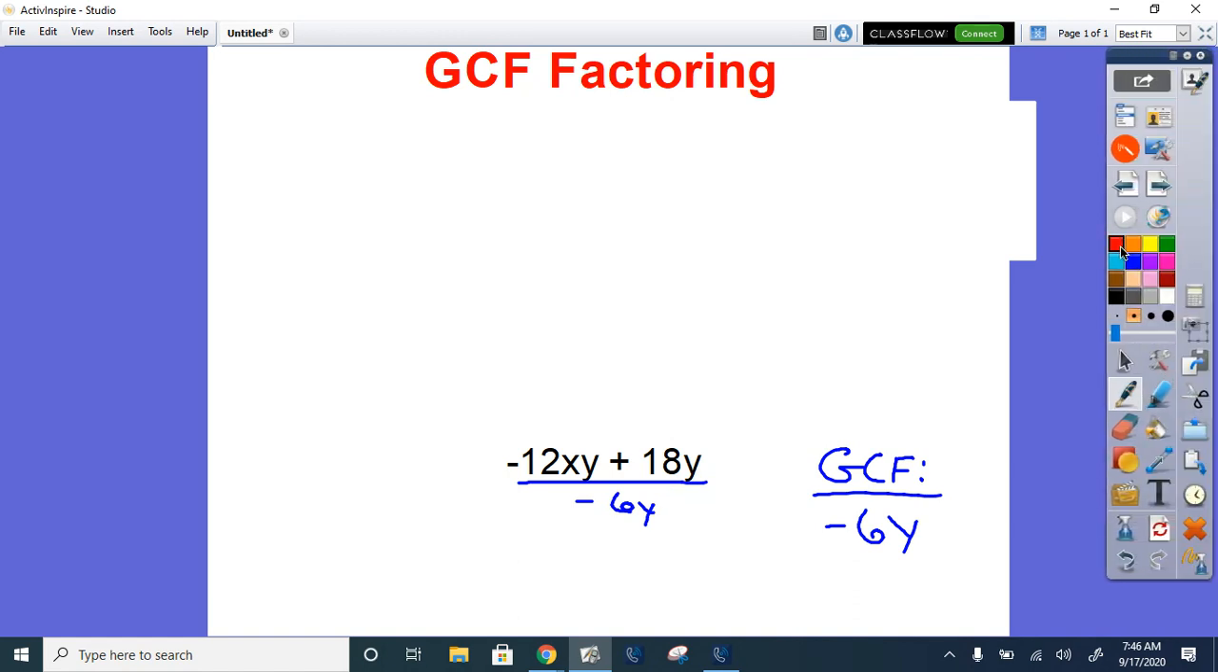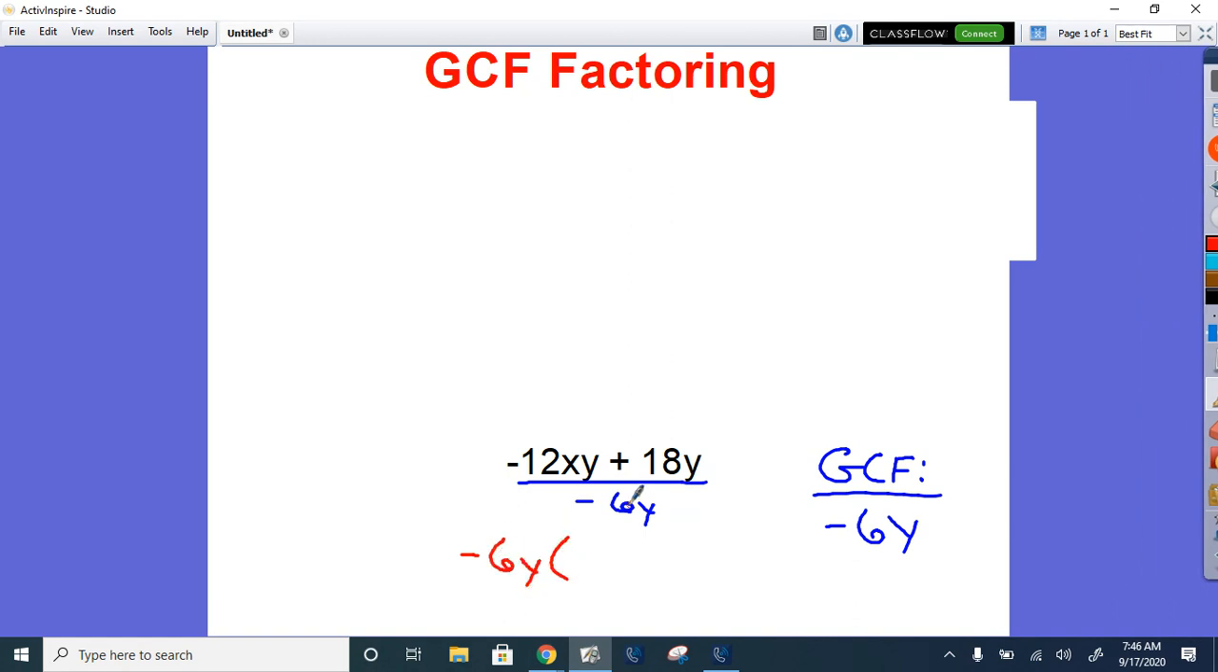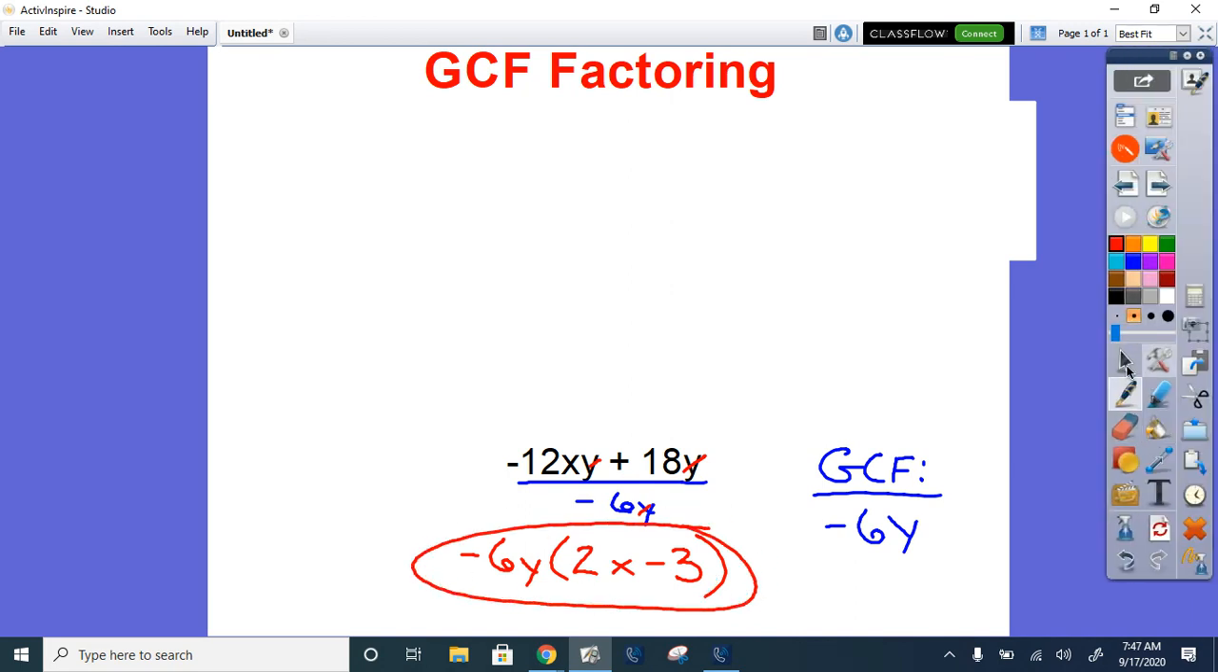So when I come through, that negative 6y will come outside my parenthesis. That was my factor, and now I'll divide. Do it in parts. Negative 12 divided by negative 6 is positive 2. And those y's are going to technically subtract themselves because they're coming outside of that parenthesis, and you're left with 2x. I do it one more time over here. Negative 18 divided by negative 6, that sign changes to a negative 3. And then y divided by y, because I pulled it out, is 1. So it just becomes negative 6y times the quantity of 2x minus 3.